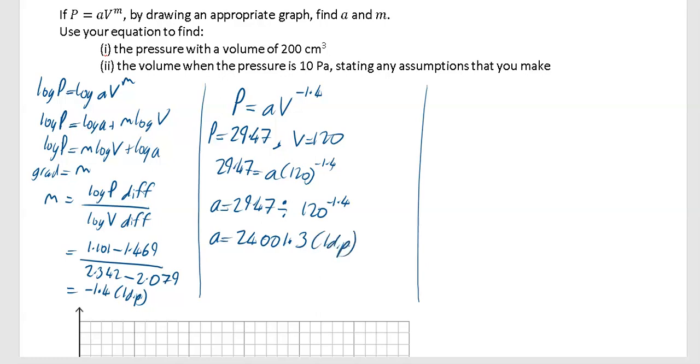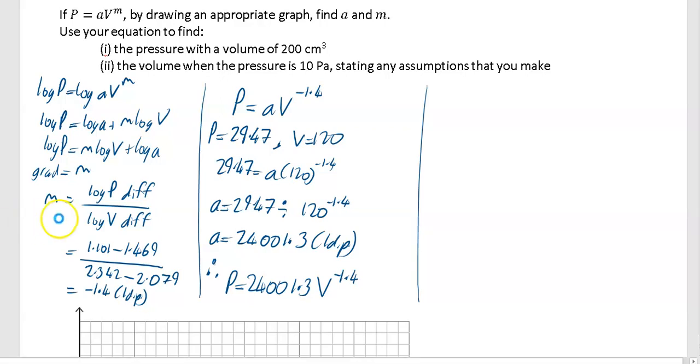Now that's such a big number, I would definitely be going to 1 DP because it is going to make a big difference if you don't. So don't be rounding to one significant figure, which would be 20,000. That would be too big an error, so 1 DP instead of significant figures. So that tells me therefore my P is equal to, I've now got my A, 24001.3, times V to the power of minus 1.4.